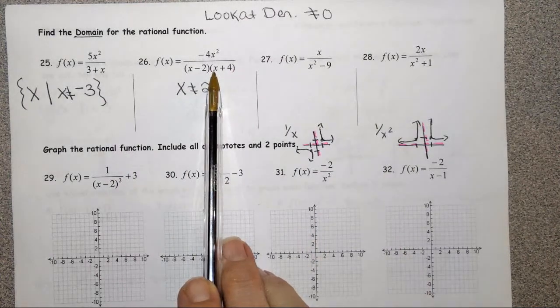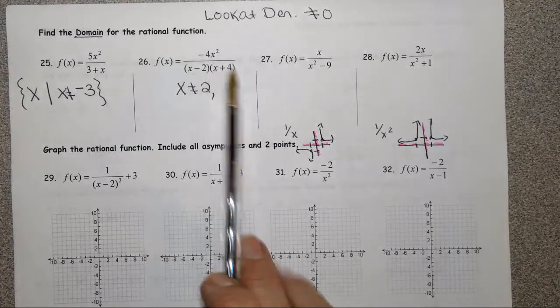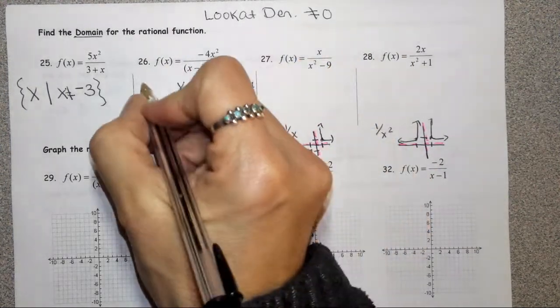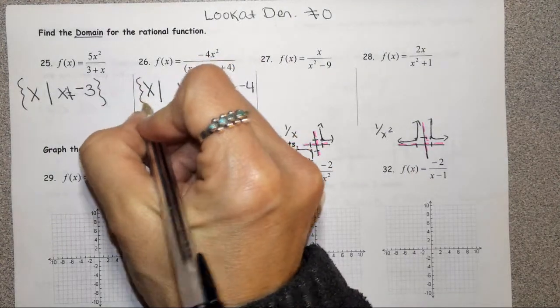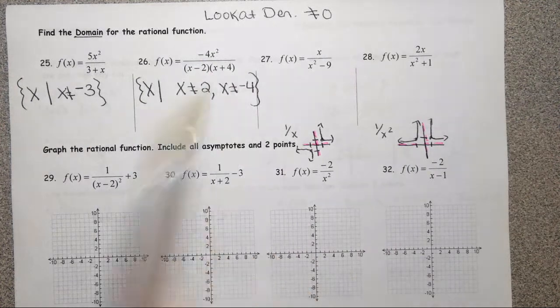If this number right here was a negative 4, then negative 4 plus 4 would be 0, and 0 times anything is 0. So x can also not equal negative 4. So your domain is all real numbers except x cannot equal 2, and x cannot equal negative 4.